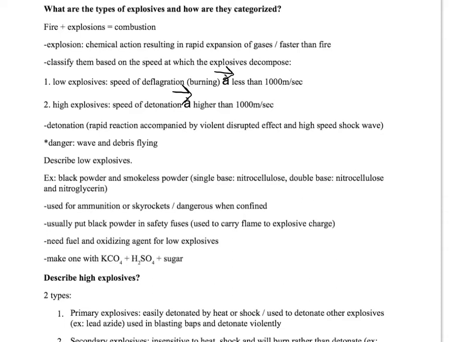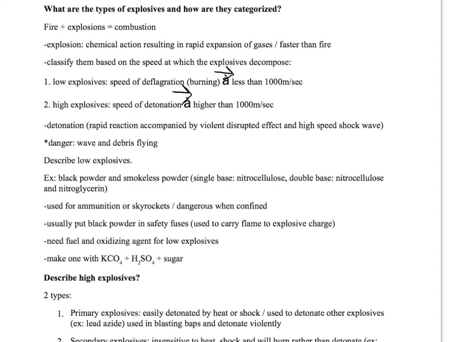Okay, let's talk about low explosives in more detail. Basically, they are used for ammunition and skyrockets, and they become very dangerous when they're confined. There are two big examples, black powder and smokeless powder. And you can have two different types of smokeless powder. You can have a single base, which is just the nitrocellulose, or you can have a double base, which has the nitrocellulose and the nitroglycerin, and I'm sure you've heard of nitroglycerin before.